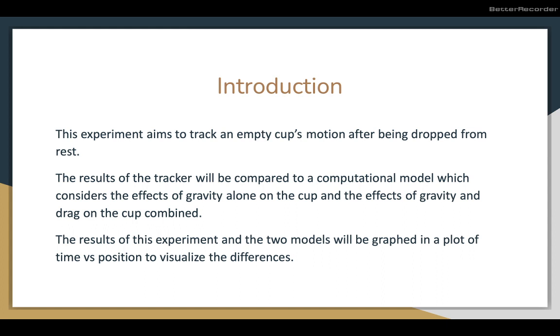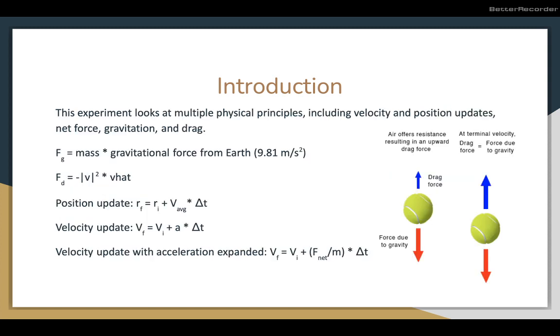The results of the tracker will be compared to two computational models, one which considers the effects of gravity alone on the cup, and the other which considers the effects of gravity and drag on the cup combined. The results of this experiment and the two models will be graphed in a plot of time versus position to visualize the differences. This experiment looks at multiple physical principles, including velocity and position updates, net force, gravitation, and drag.